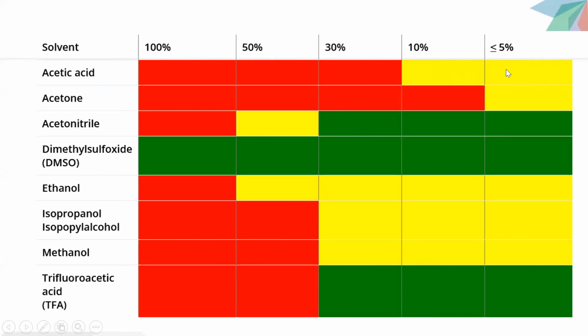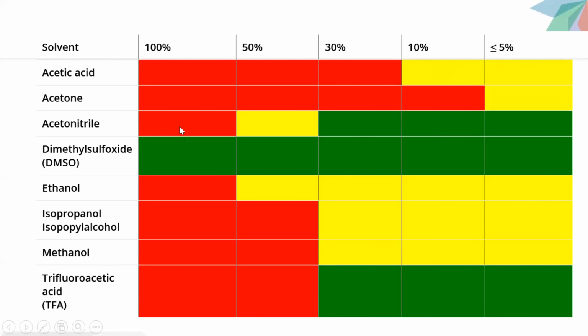While the yellow color, for example for acetic acid, at 10% and 5% concentration, means it can be removed or dried in the freeze dryer, but it may melt the organic solvent while the other constituents inside the sample remain intact. But the best method to remove this organic solvent is the rotary evaporator. The green color, as in dimethyl sulfoxide, means that at all the concentrations demonstrated in this table, it can be removed or dried in the freeze dryer.